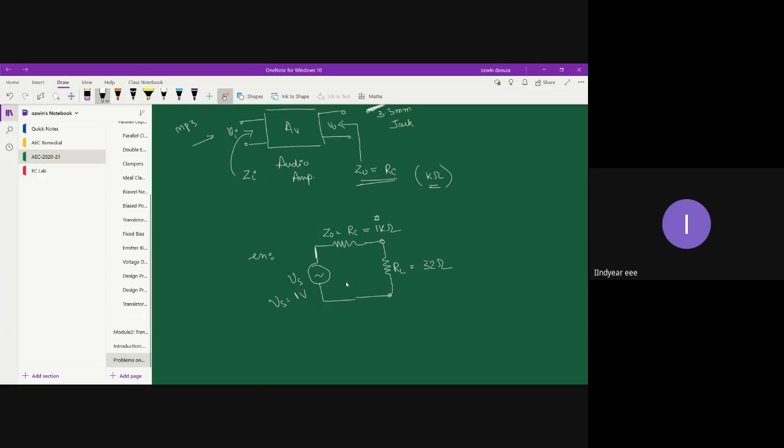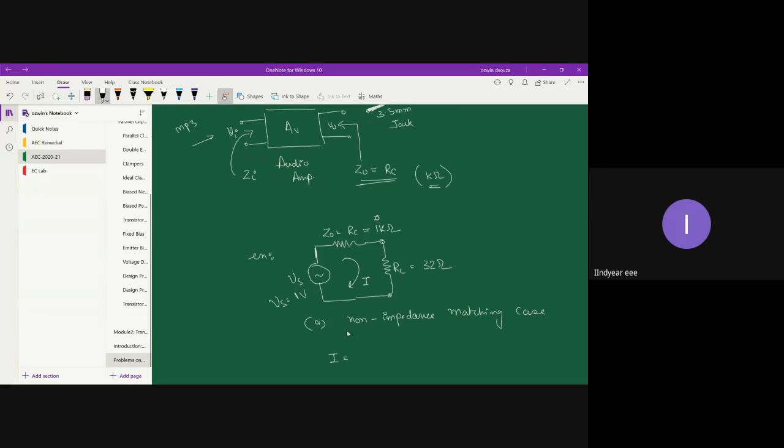Due to which, say, current I flows. So figure A represents the non-impedance matching case. You can clearly observe this is 1 kilo ohm and this is 32 ohm. So there is a huge difference in ohmic value. So that's called an impedance mismatch.